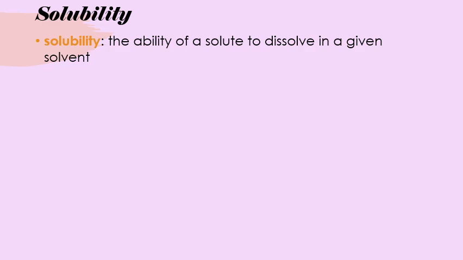Solubility is the vocab word we use to talk about how well something dissolves in a given solvent. Solubility is the ability of something to dissolve in a certain solvent. There's a general rule for determining if something will be soluble or insoluble in a given solvent, and we summarize that rule by saying like dissolves like. A solvent will dissolve solutes that are similar to itself.